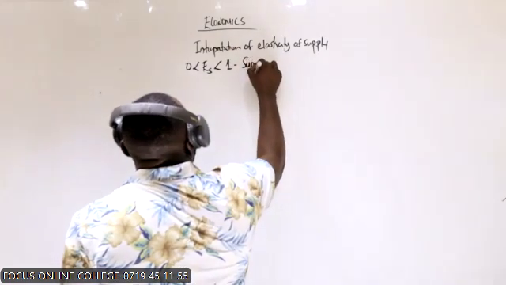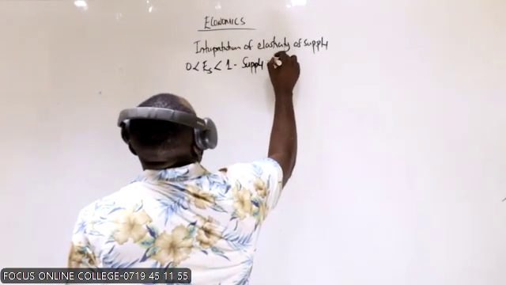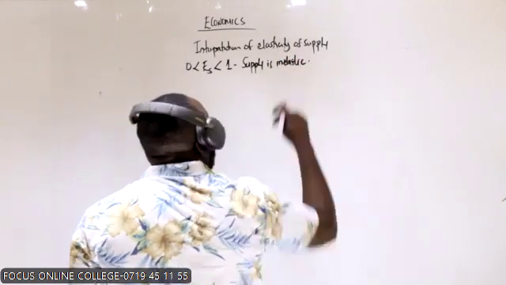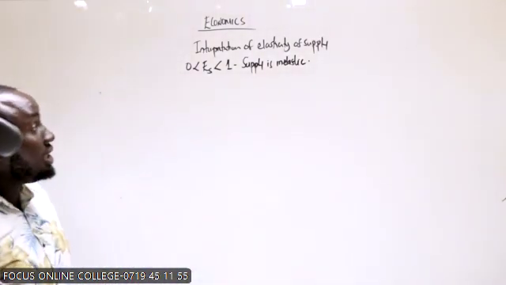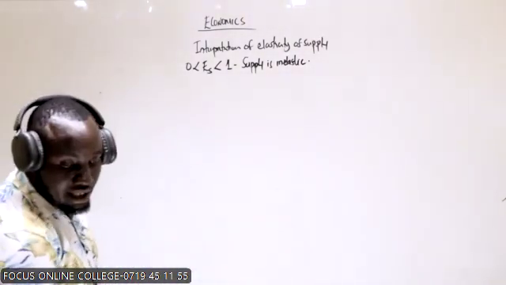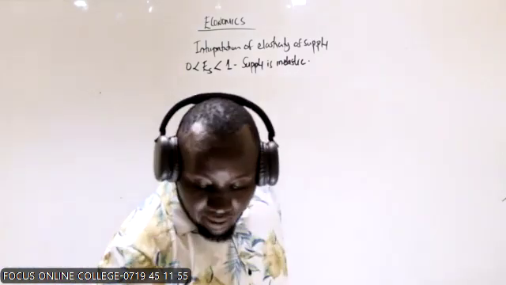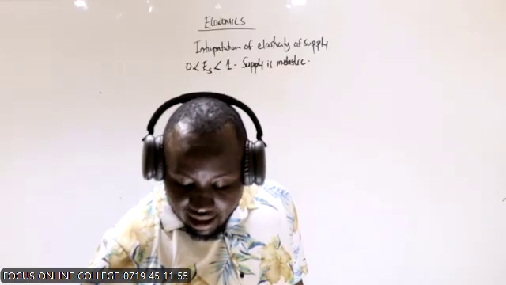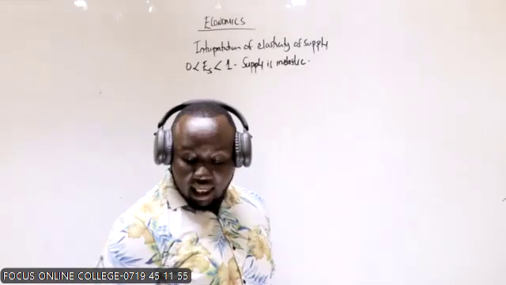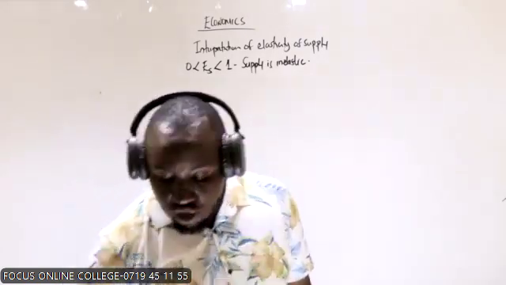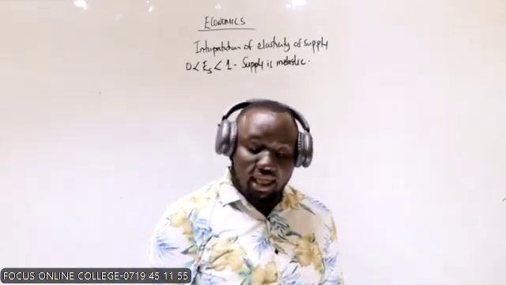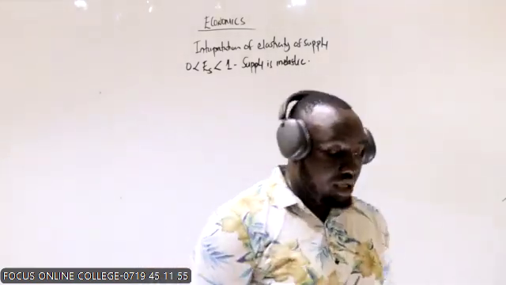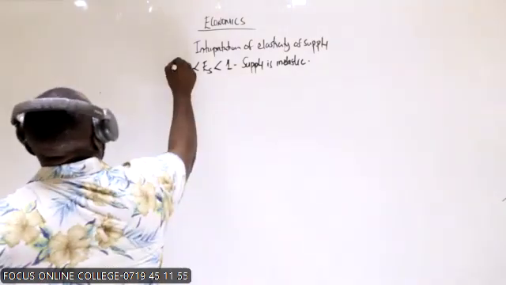We say supply is inelastic. In that case, supply is basically inelastic. Supply is inelastic together. So when you have elasticity less than one, supply is inelastic.